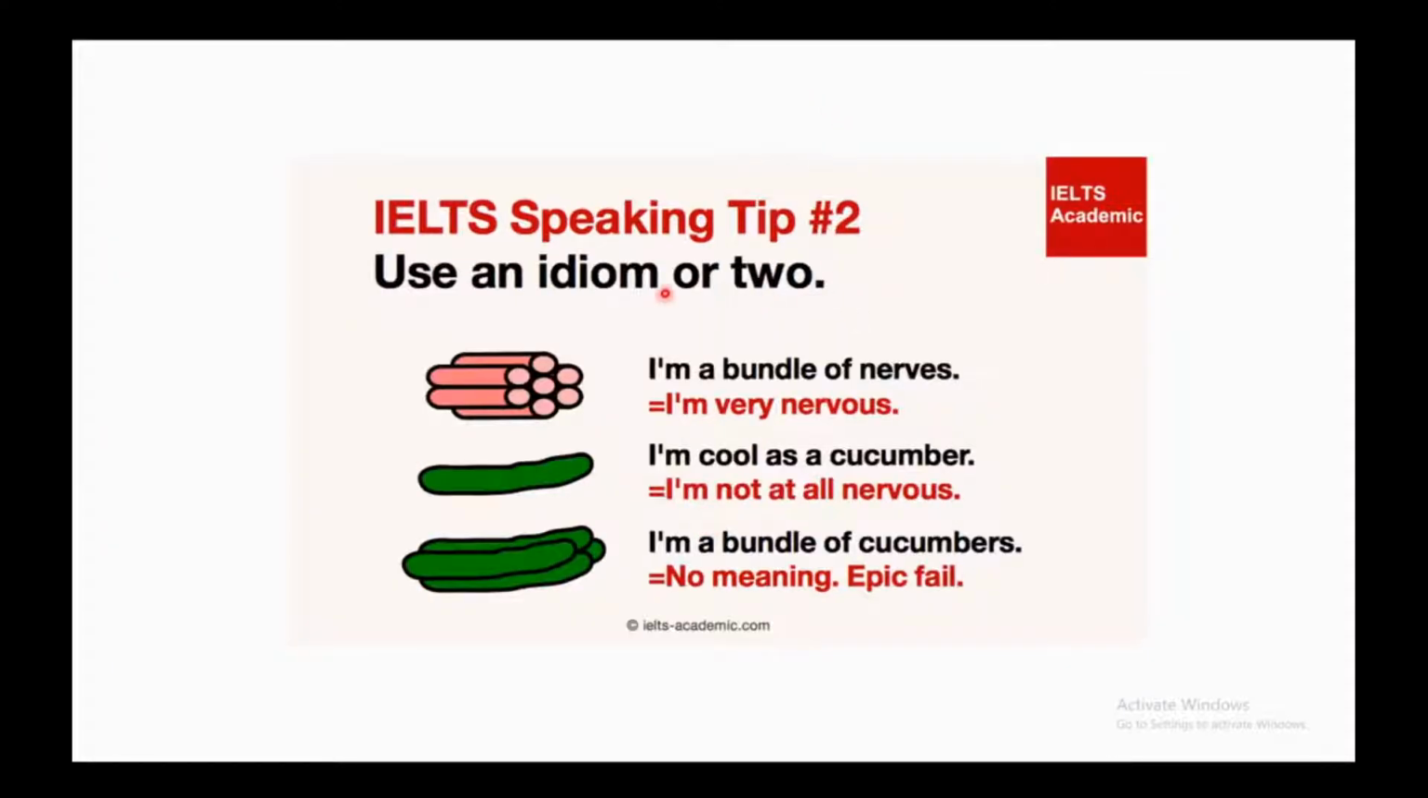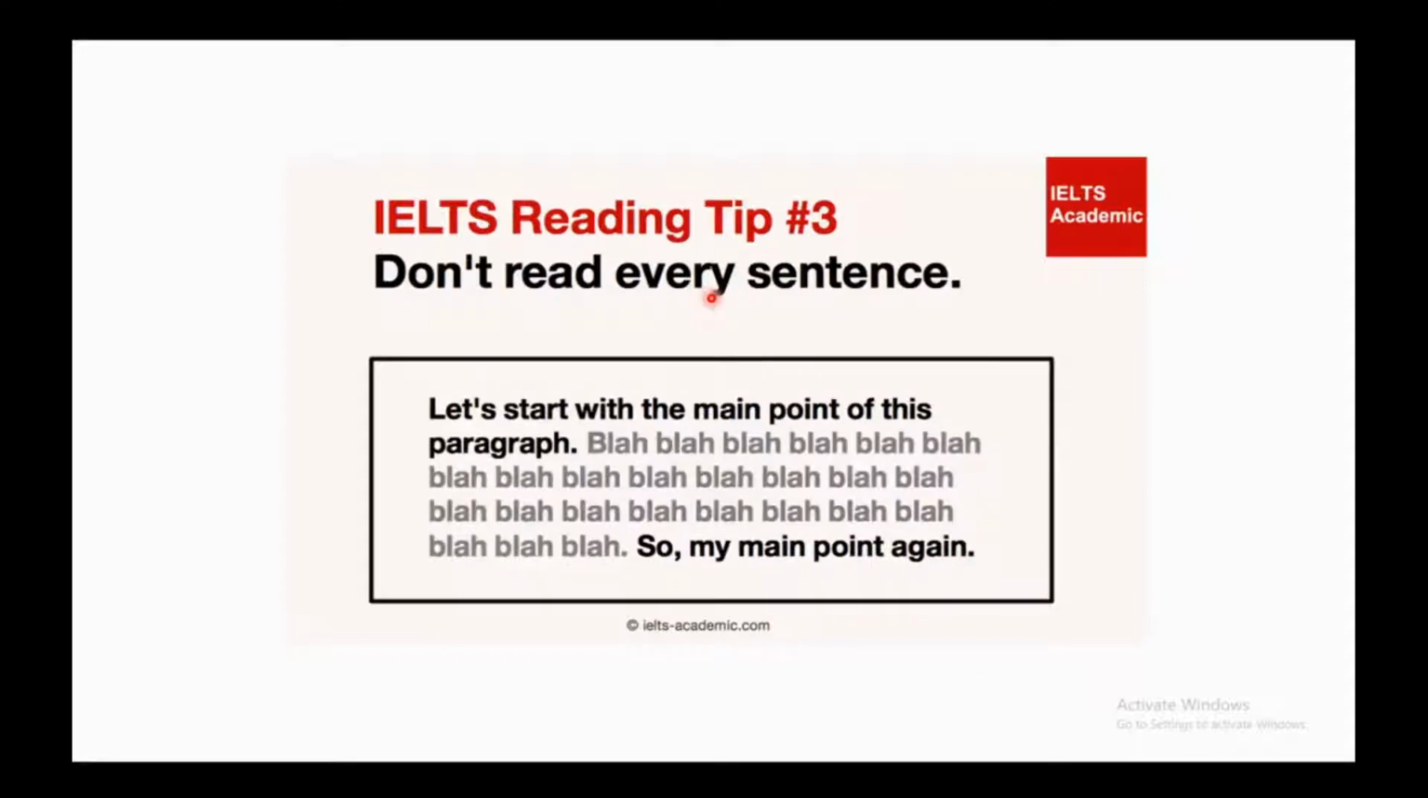IELTS speaking tip 2: use an idiom or two. I am a bundle of nerves, meaning I am very nervous. I'm as cool as a cucumber, meaning I'm not at all nervous. But saying I'm a bundle of cucumbers has no meaning, an epic fail. You have to use an idiom properly when you speak.